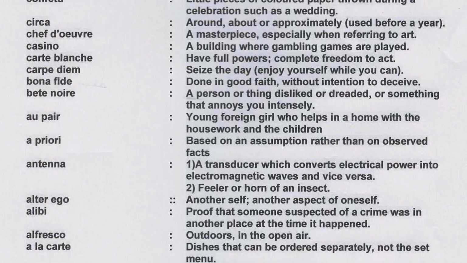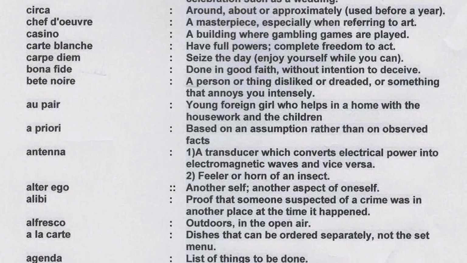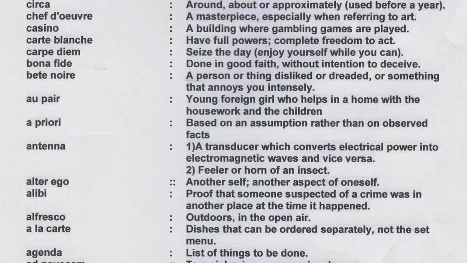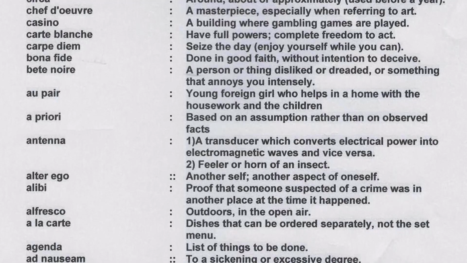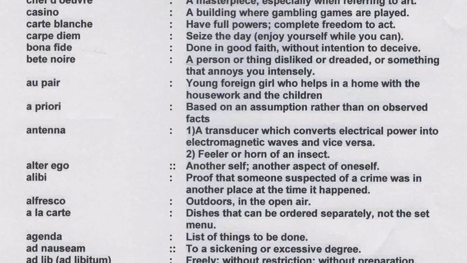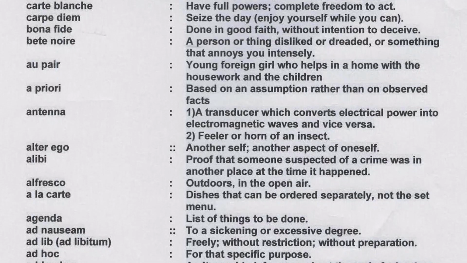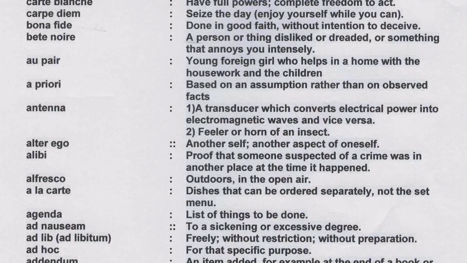Au pair, young foreign girl who helps in a home with the housework and the children. A priori, based on an assumption rather than on observed facts. Antenna, 1. A transducer which converts electrical power into electromagnetic waves and vice versa. 2. Feeler or horn of an insect.